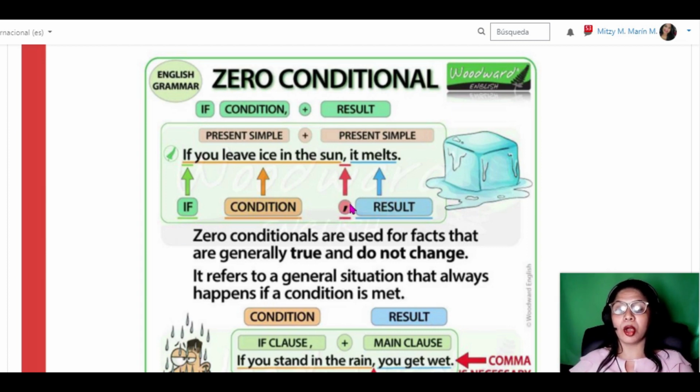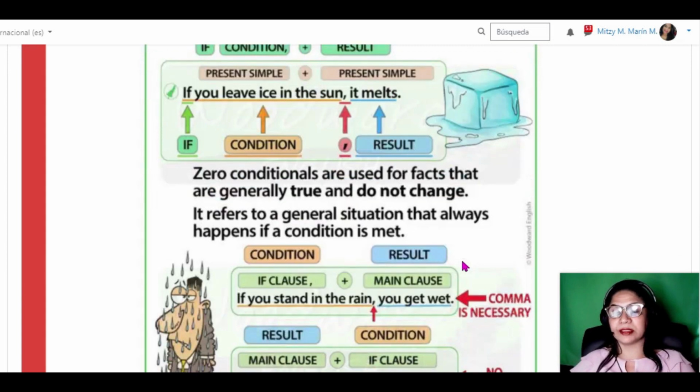If condition, comma, result. If you leave ice in the sun, it melts. Zero conditional is used for facts that are generally true. They do not change. That is something that is going to happen, okay? It refers to a general situation that always happens if a condition is met.